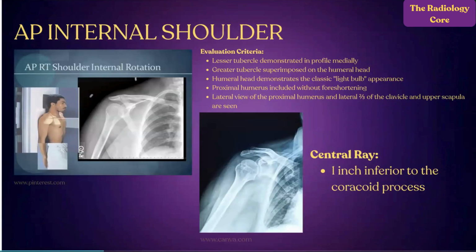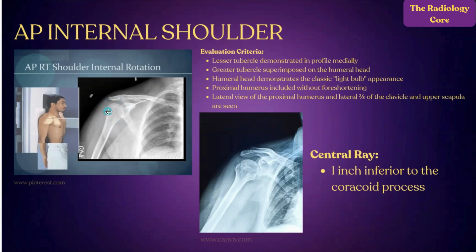Some evaluation criteria for the AP internal shoulder. Again, you want to make sure that you're seeing the lesser tubercle demonstrated in profile medially. The greater tubercle will be superimposed over the humeral head because the arm is rotated in. If the proximal humerus looks similar to a light bulb, then you know that the patient's arm was rotated correctly.